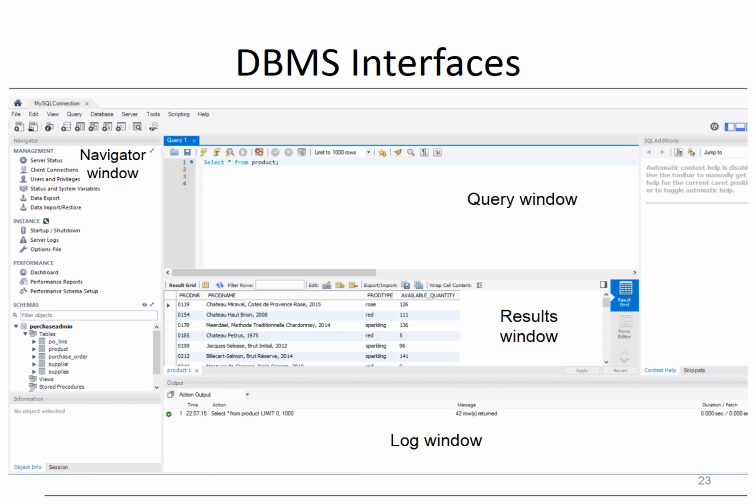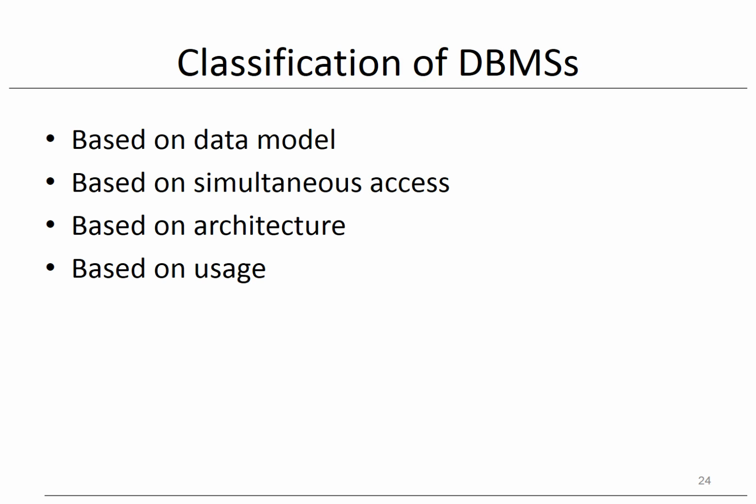We can hereby conclude the discussion of the architecture of a DBMS. In what follows, we will present a categorization of DBMSs according to various criteria. We will discuss DBMSs based upon data model, simultaneous access, architecture, and usage. Note that our categorization is not to be interpreted in an exhaustive or exclusive way. It can thus be that a DBMS falls into multiple categories simultaneously. Also, other categories might be considered.